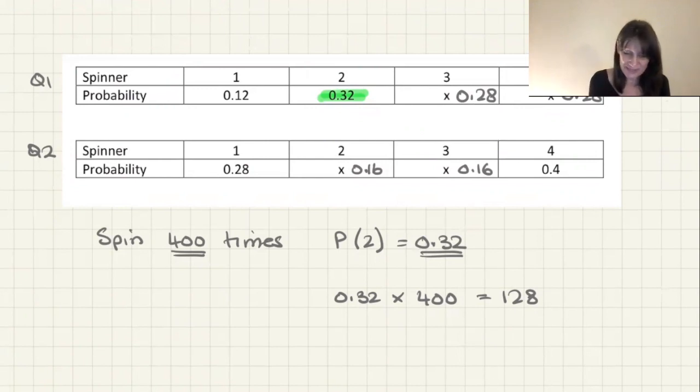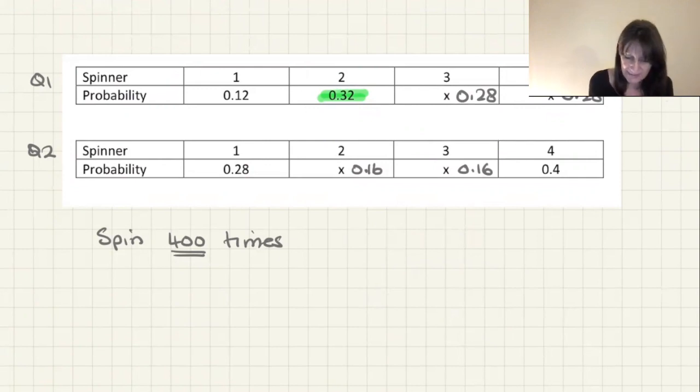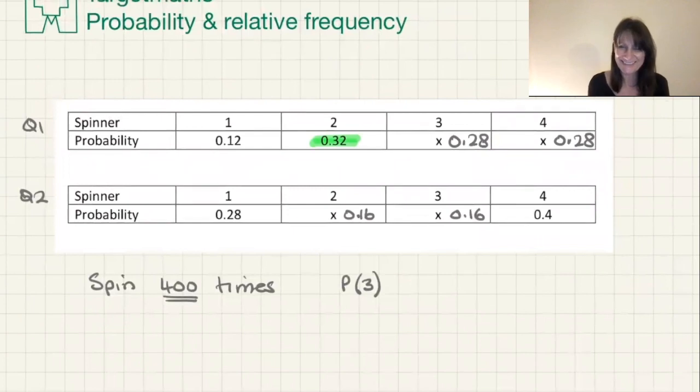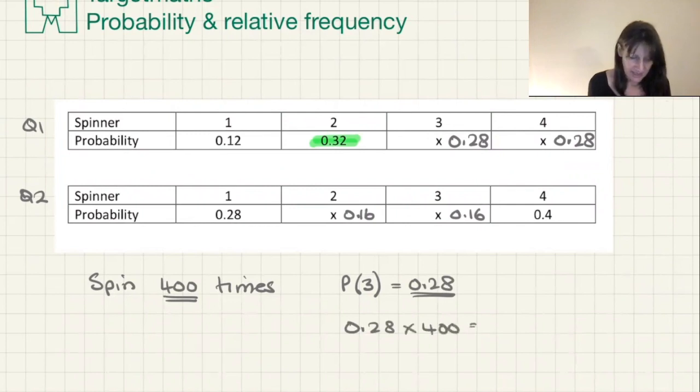Okay, I'd like you to have a go this time. So it's still being spun 400 times. What is the maths you'd use to find the probability of it landing on 3? Hit play when you're ready. Okay, so the probability of it landing on 3 is 0.28. So I'm going to take those 2 numbers, multiply them together, and it's going to give me 112.